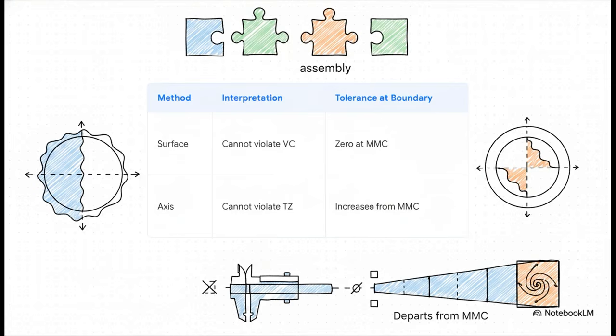And this brings us to a huge point in the ASME Y14.5 standard. Depending on whether you use the surface method or the axis method, the allowable geometric variation behaves completely differently. With the surface method, your feature's surface absolutely cannot violate the virtual condition boundary. That means you literally get 0 geometric tolerance if the part is produced at its maximum material condition limit of size. But with the axis method, the tolerance zone actually gets bigger as the feature size departs from MMC. So, if you aren't accounting for how the part is verified, your assembly is already walking into a trap.